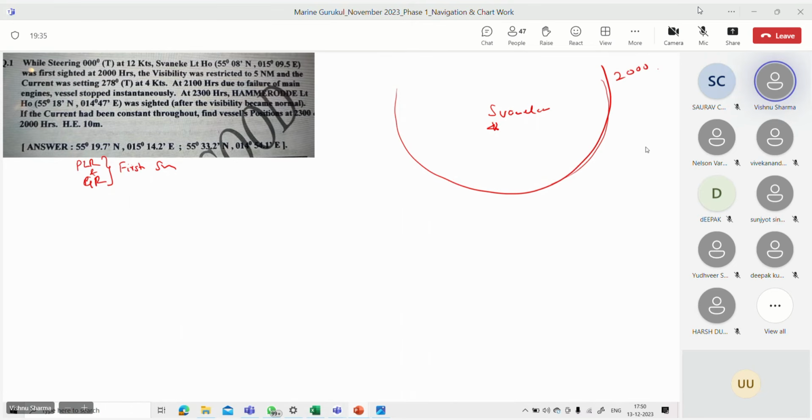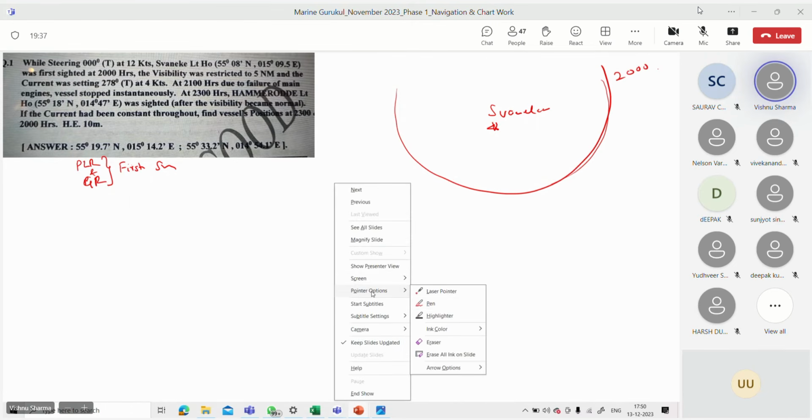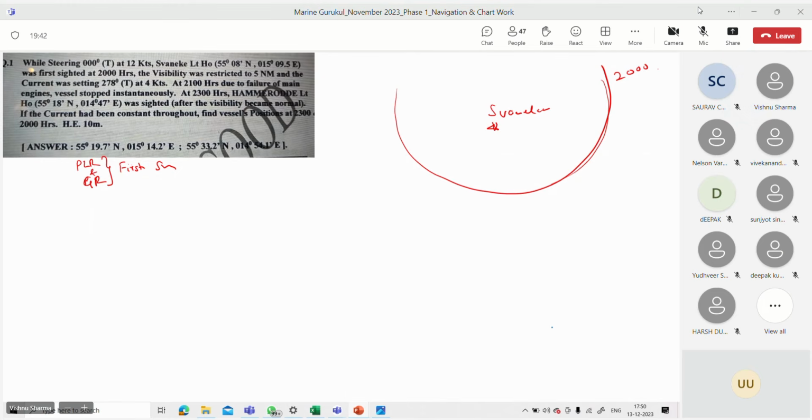Okay. Now you will apply. The vessel has run engine distance for 1 hour. So you will apply CTS and 12 miles of engine distance. And then you will apply 3 hours of current.